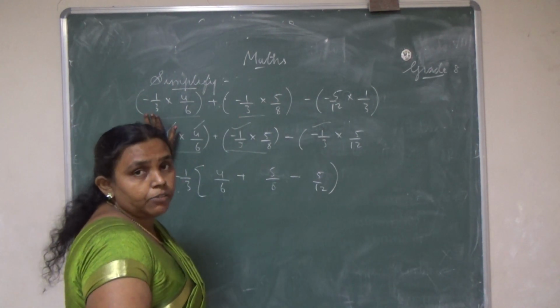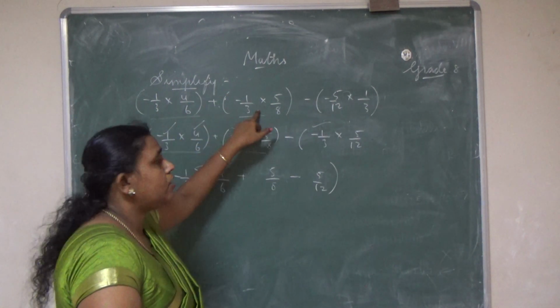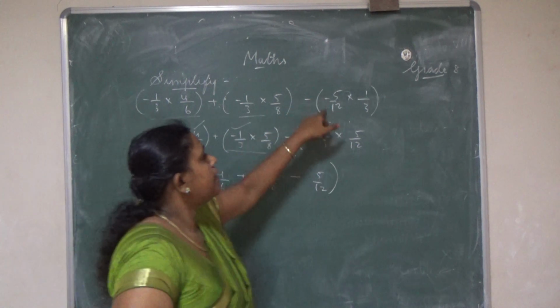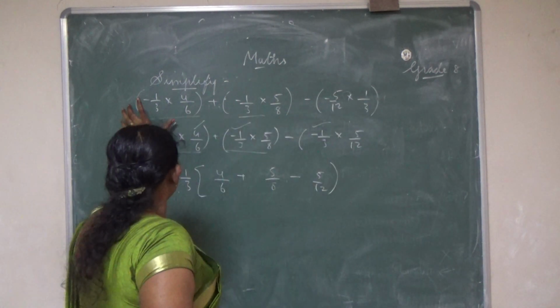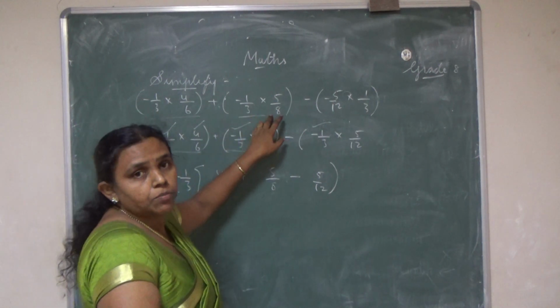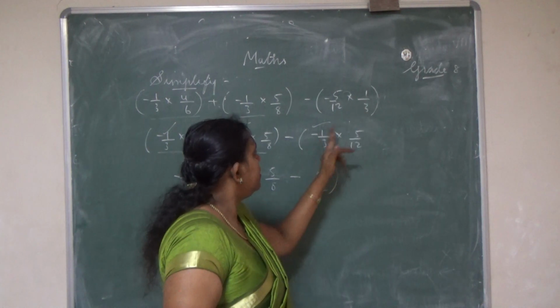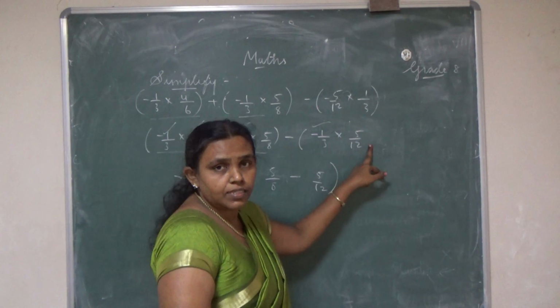This is our question. We are going to simplify minus 1 by 3 into 4 by 6 plus minus 1 by 3 into 5 by 8 minus 5 by 12 into 1 by 3. In this expression we have minus 1 by 3 first. So I put it like this first and I wrote the second.